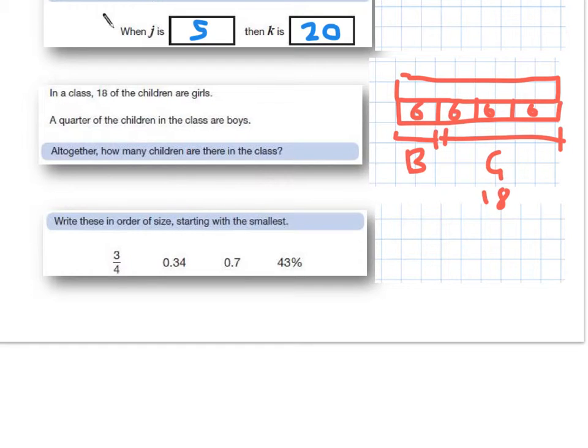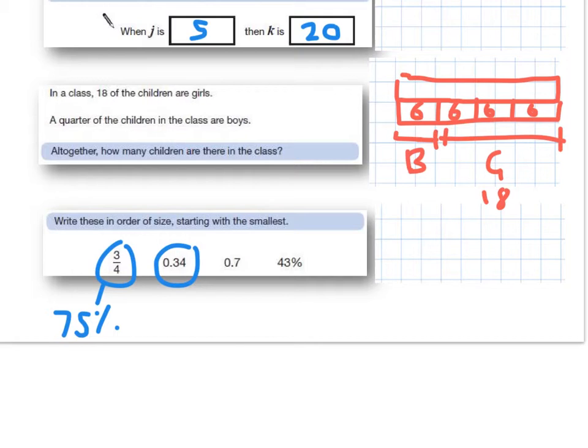Last one then, write these in order of size, starting with the smallest. Now, we can see we've got a fraction first, then we've got a decimal, then we've got another decimal, then we've got a percentage. So the way we do this, putting them in order, is try and turn them all into the same thing. Now, 3/4, we should probably know, is the same as 75%. That's one of those facts that I think we should just know. So I'm going to convert that into 75%.